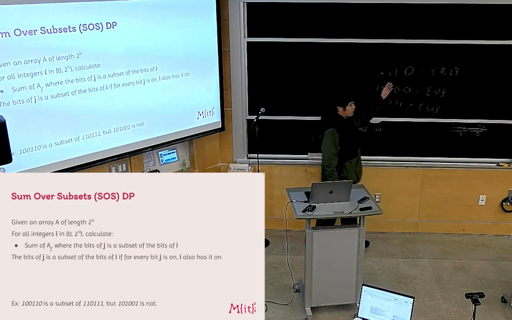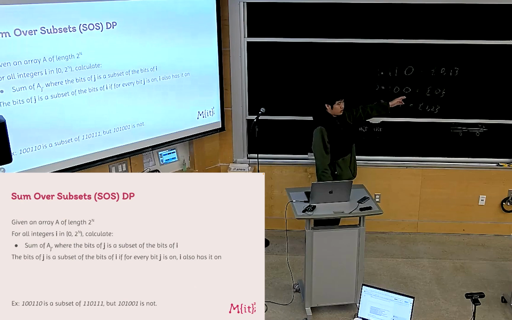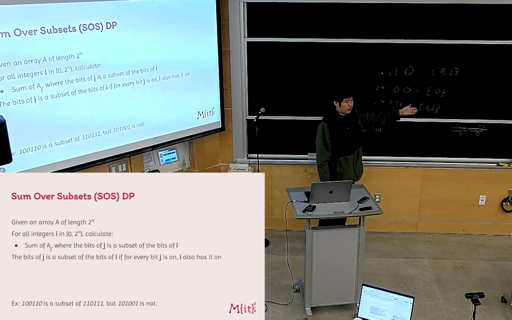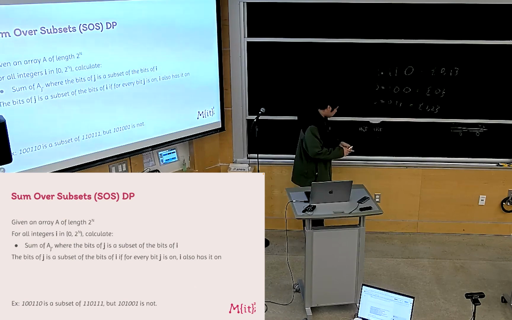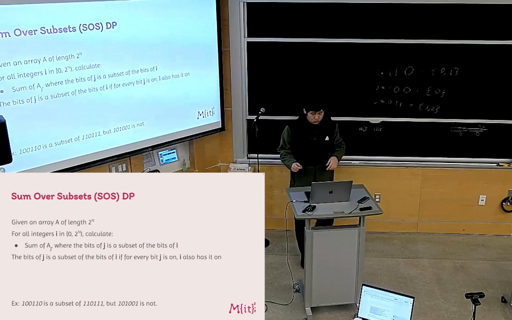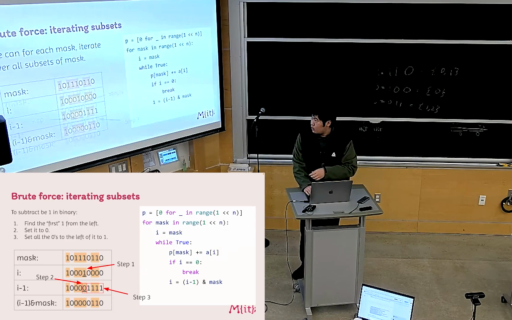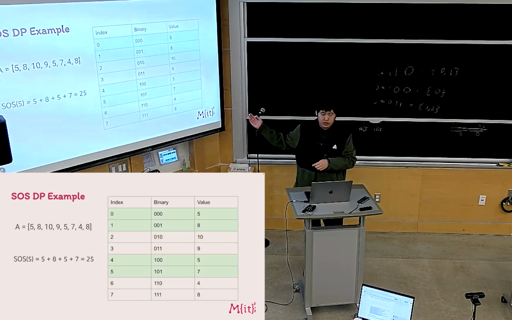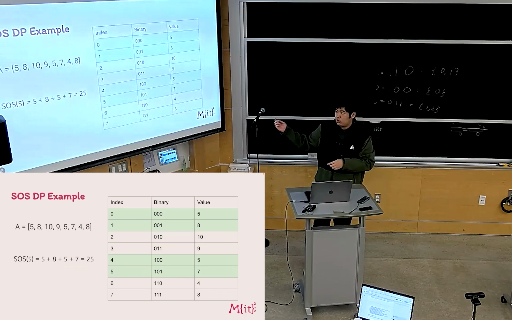So you can alternatively think of the bitmask as corresponding to sets. And saying that I and J are subsets of each other is equivalent to comparing the set representation as well. Let me rush ahead a little bit. So in that case, do these examples make sense?